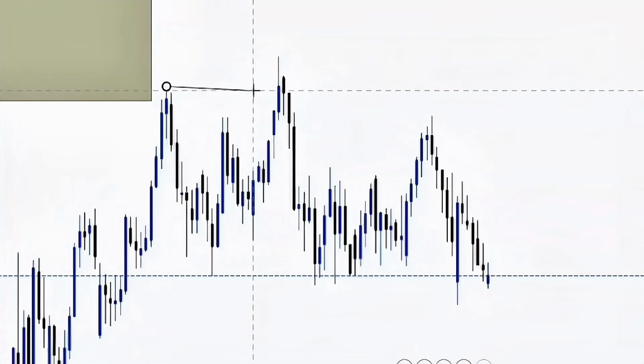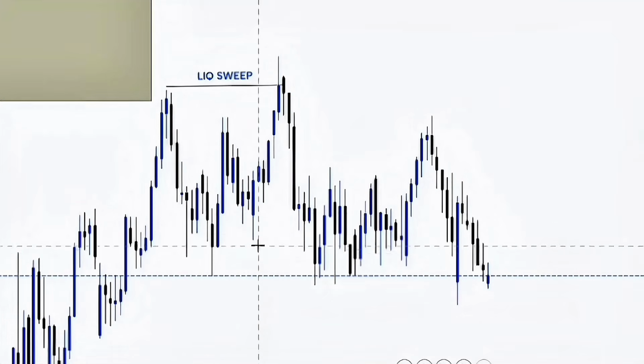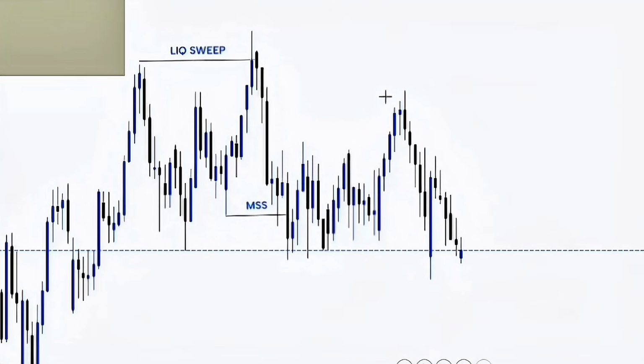Price touches the higher time frame POI and reacts, but I still do not have confirmation. Then it happens. Price sweeps the previous high, taking the liquidity above it. Immediately after that, it breaks the previous low, giving me my market structure shift. Now I have everything I need.